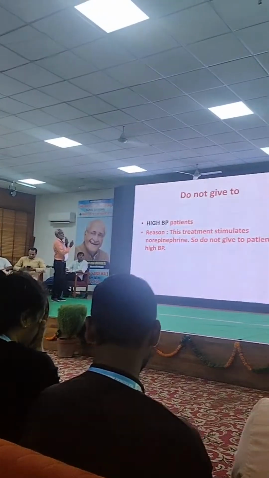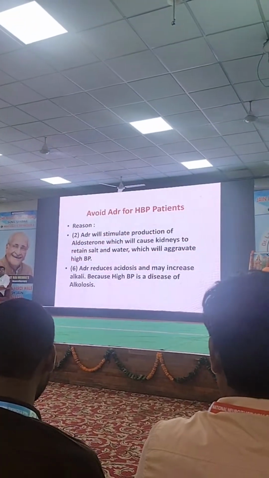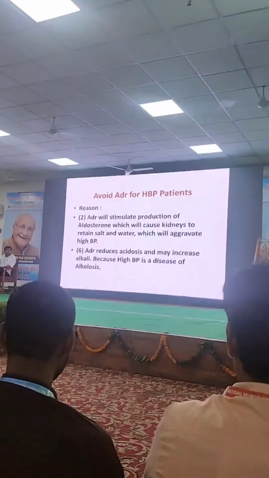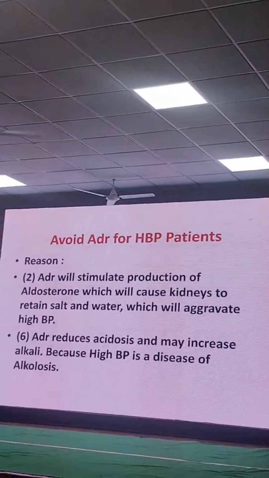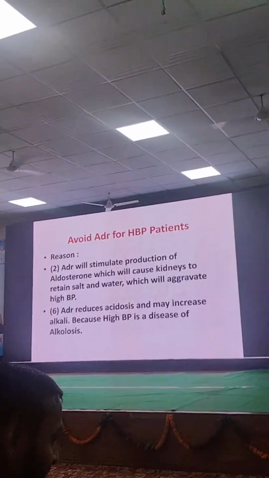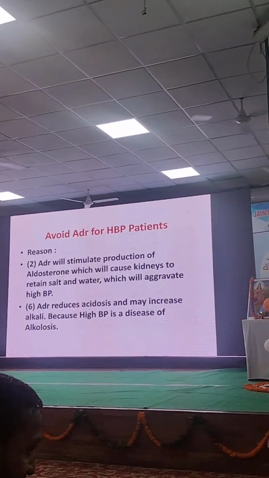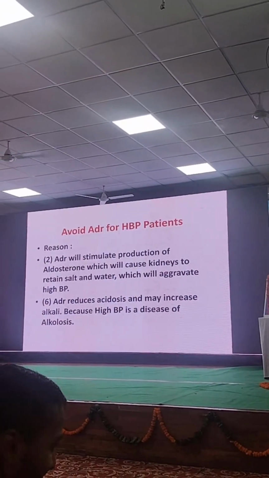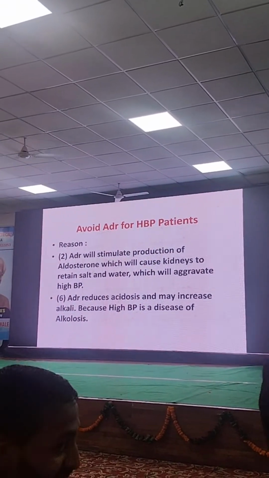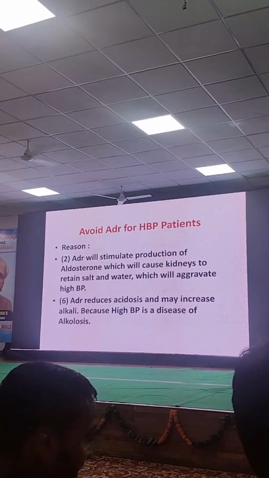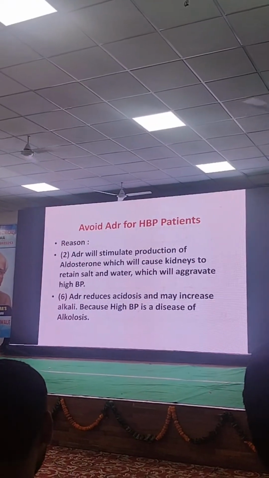Do not use in IVP patient. The reason is this treatment stimulates norepinephrine, so do not use in the patient of IVP. Avoid area in IVP patient. Reason: two areas will stimulate the production of aldosterone, which will cause kidneys to retain salt and water, which will aggravate IVP. Six areas reduce the acidosis and may increase alkali because IVP is a disease of alkalosis.